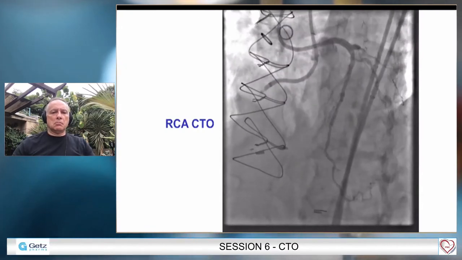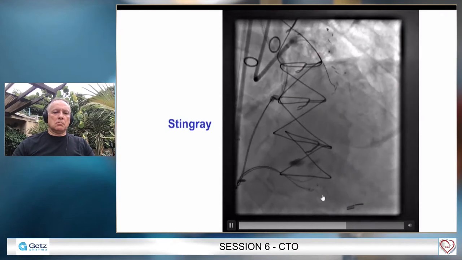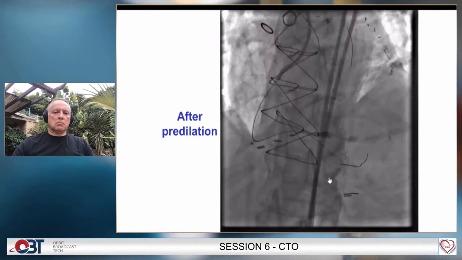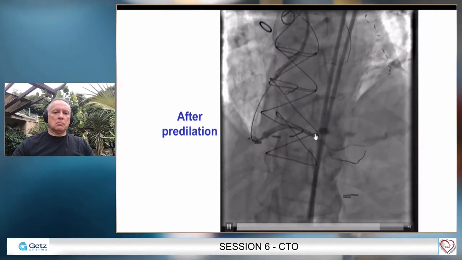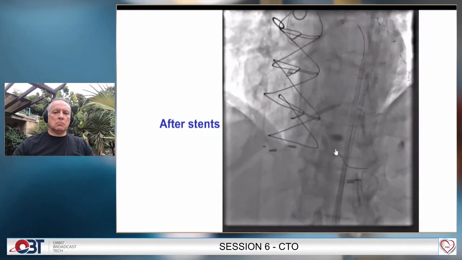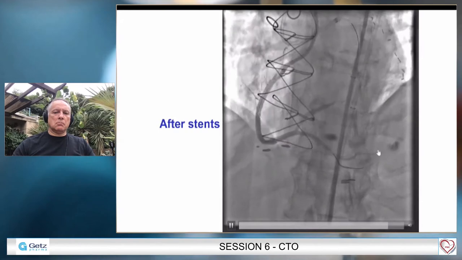This is another example of a right coronary artery CTO. This is trying to re-enter distally. You see there is some staining. We successfully re-entered, but once we restored flow, there was this area of staining in a branch of the PDA. The patient, despite placing stents, had persistence of the staining.